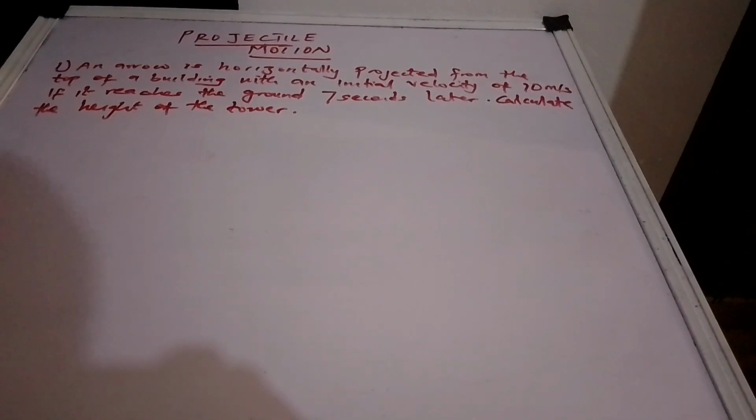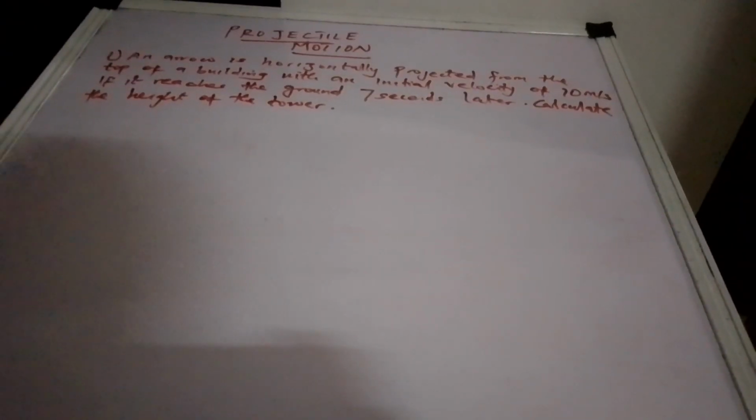An arrow is horizontally projected. If you look at that one, that statement is telling us that this kind of projection is horizontal projection. Remember we said we have two projections: projection at angle theta to the horizontal, and horizontal projection. So let's now solve this question.